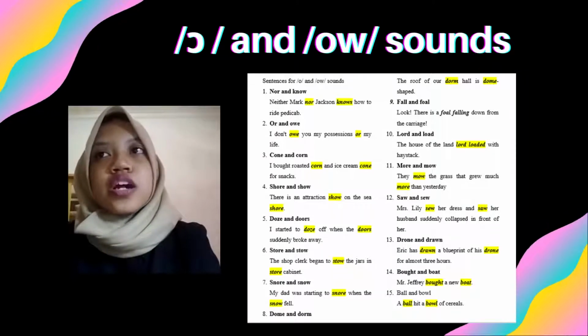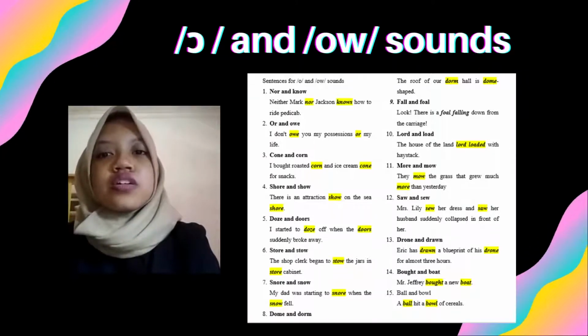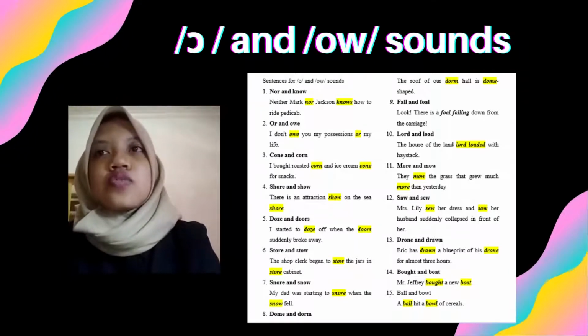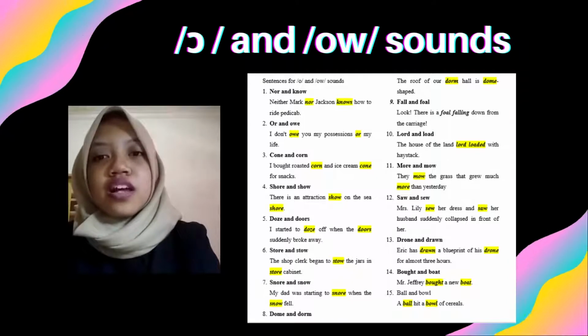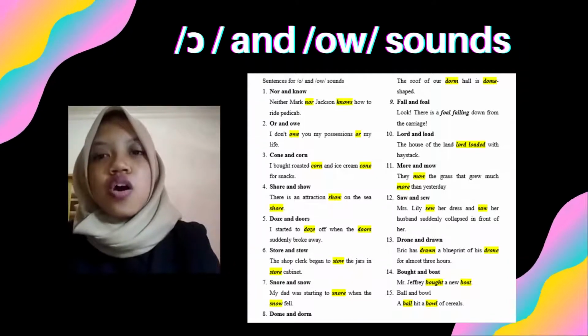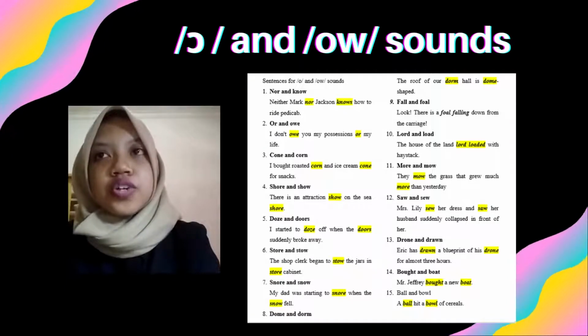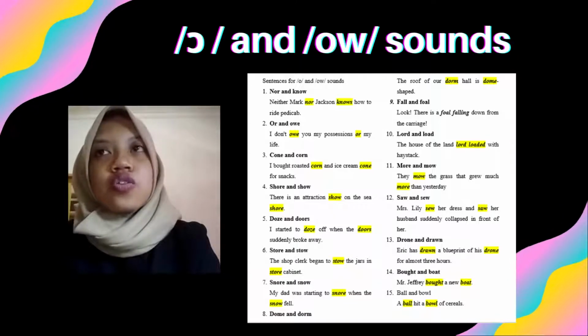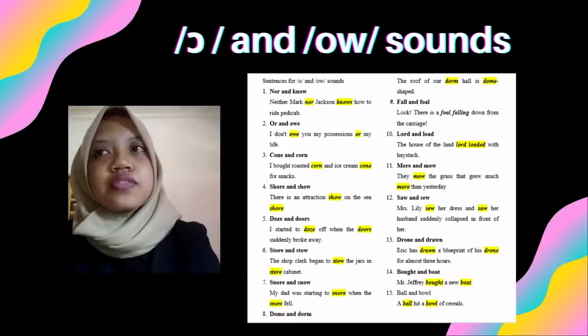And then number 2, we have or and O. I don't owe, O-W-E, you my possessions or, O-R, my life.